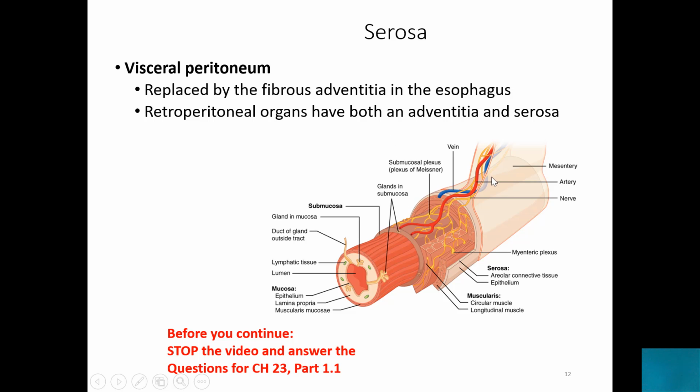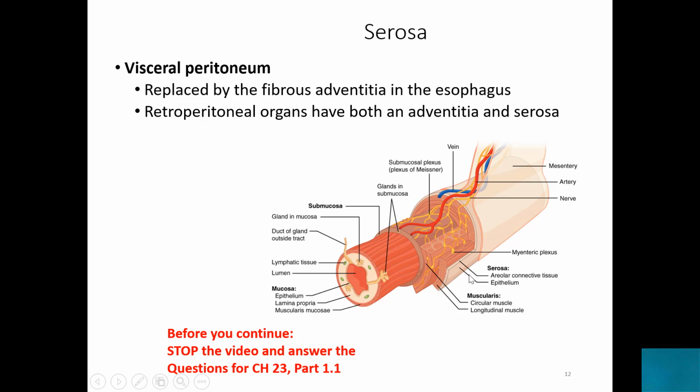Finally, the outer layer, called serosa, is made of visceral peritoneum. Remember that the parietal layer of the peritoneal membrane lines the abdominal cavity on the inside, and the visceral layer surrounds the tube. In the esophagus and in some retroperitoneal parts of the gastrointestinal tract, instead of peritoneum, there will be fibrous adventitia covering the tube from the outside, which is also a layer of connective tissue.